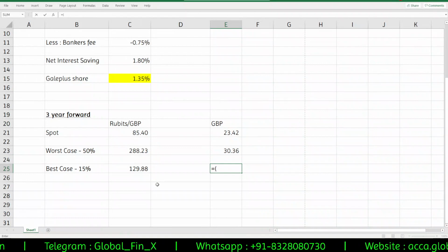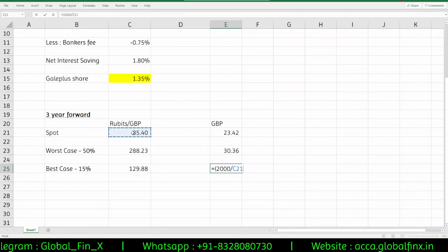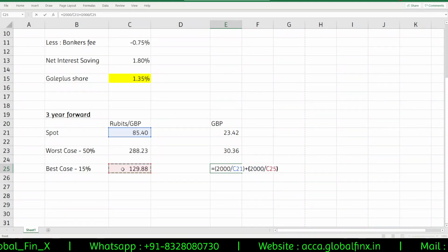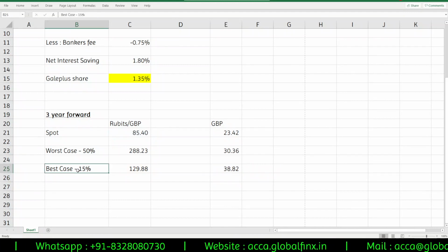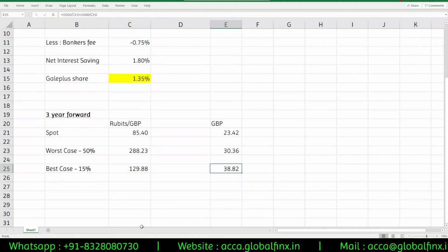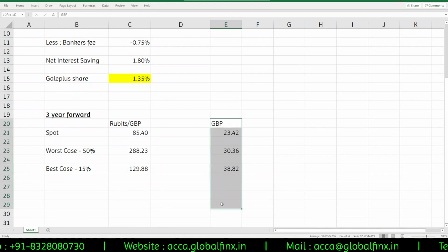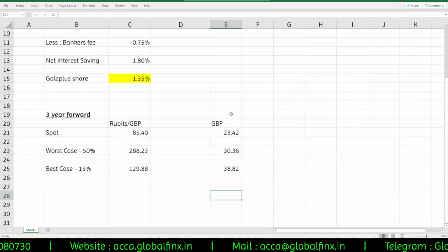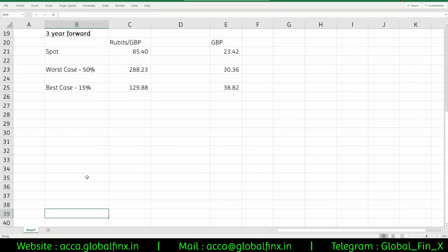Similarly here also, 2000 divided by 85.4 plus 2000 divided by 129.88 is 38.82. If only 15% inflation is there, we are going to get 38.82. That is something you need to understand. This is just for your reference, guys. This is not a part of the solution. This is for you to understand how inflation is working. Okay, next one.